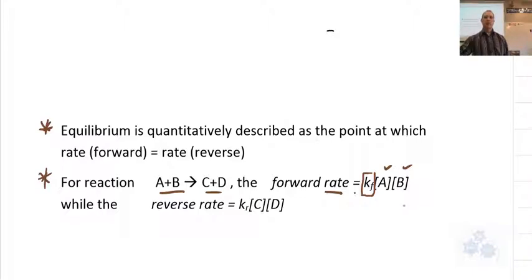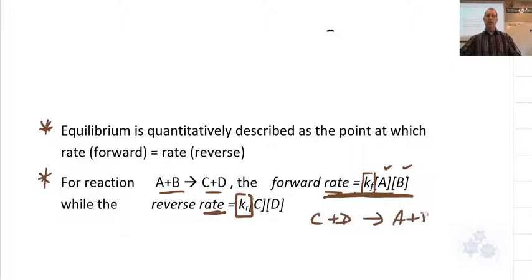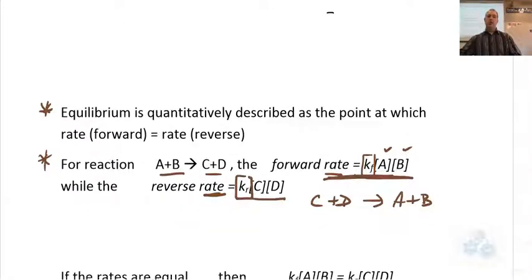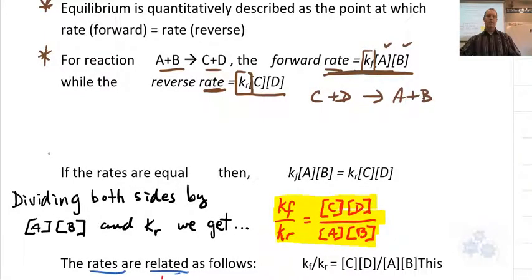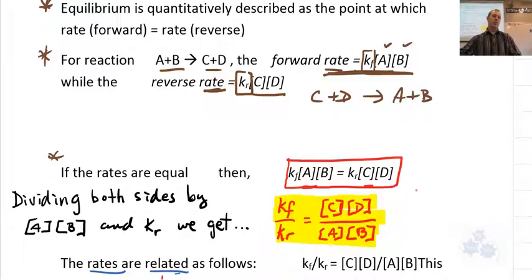All right. So you can assume for these ones that the rate equation looks like this, and we'll talk more about this as we move through this. But the reverse rate would be the constant for the reverse reaction when C plus D produces A plus B. And this is how you would explain that. So at this point, if the rates are equal, then we have this situation. The forward rate equals the reverse rate.